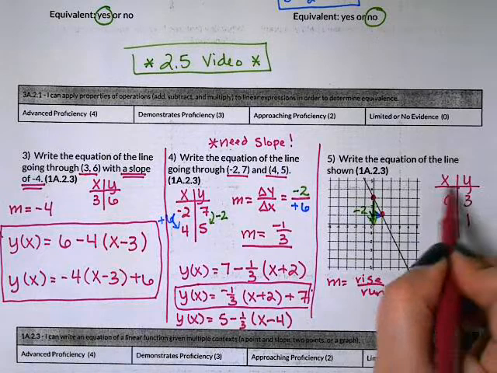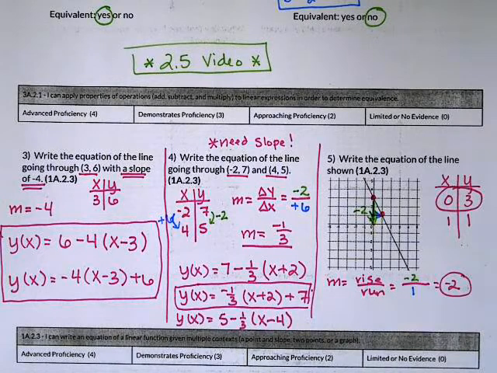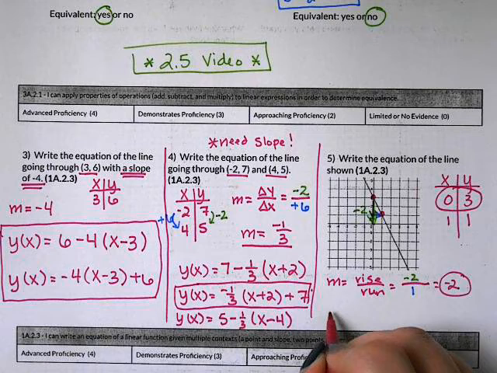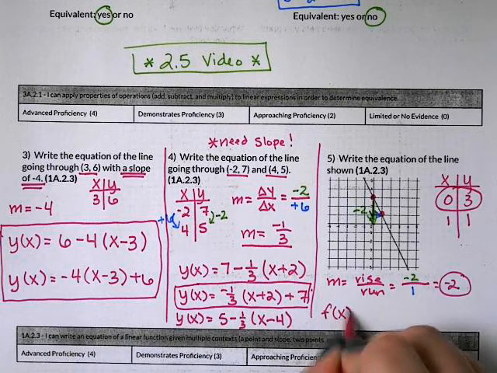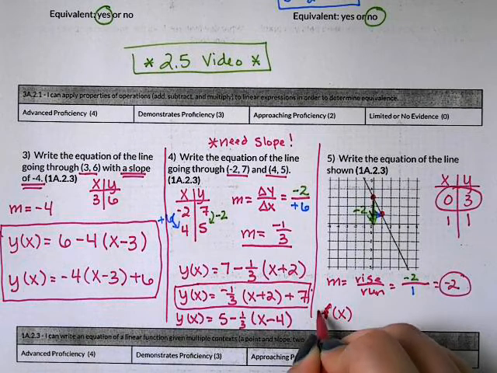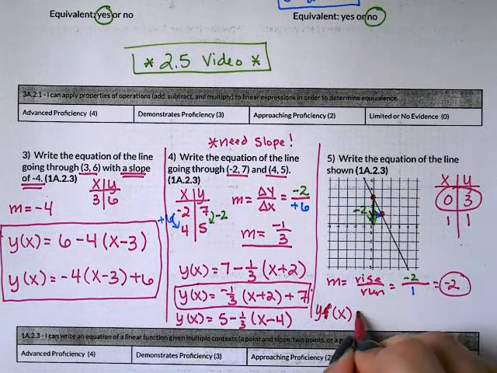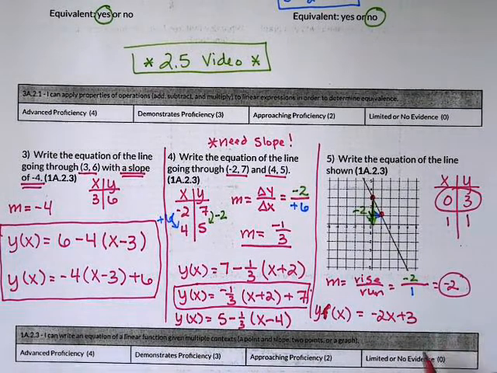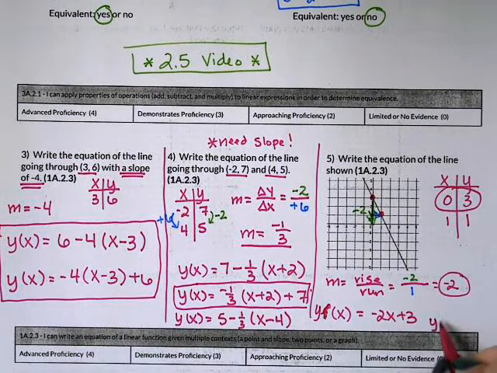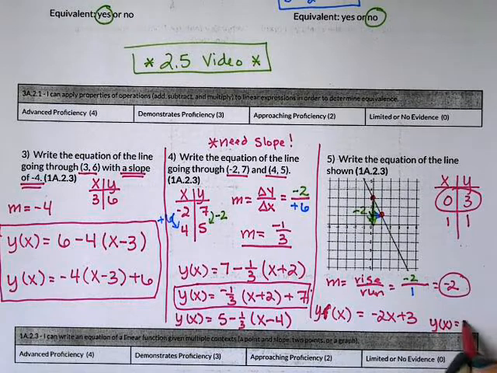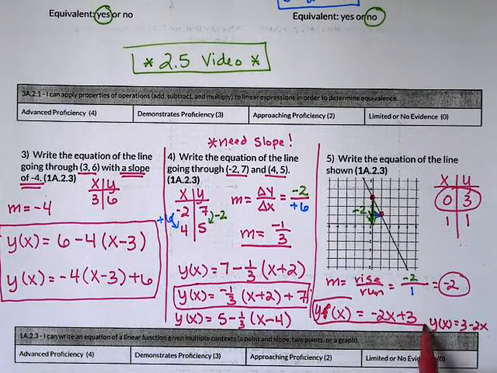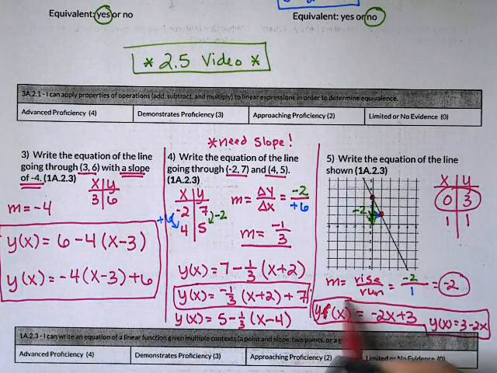And I'm going to use a starting point of 0, 3. Since my table starts at 0, I can use slope-intercept form. So I'm going to do f of x, or you could do y of x, since I chose y. y of x equals negative 2x plus 3. You could also, if you want, write it as y equals 3 minus 2x. Either one of these answers would be acceptable.